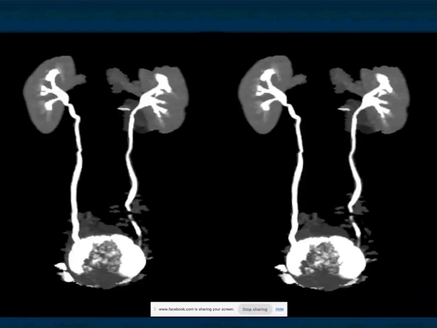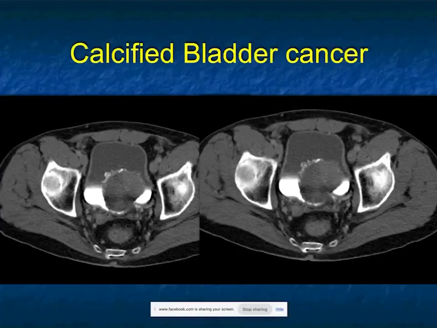Here it is on the MIP imaging. You can see the large mass. And bladder cancer is the answer. And again, I don't see that many bladder cancers, but most of the cancers we see are small. They're relatively vascular compared to the urine in the bladder, but they can be calcified as well.